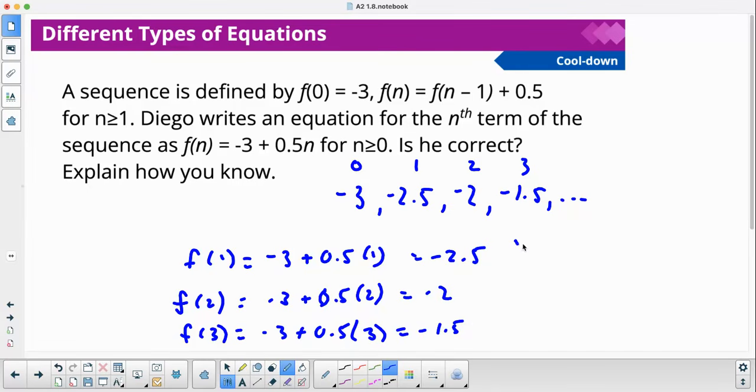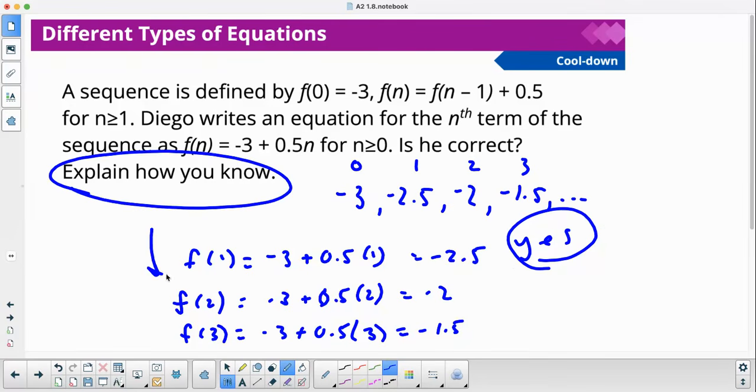So I think he's right. And I would explain how I know with my work right here. I tested the first 3 terms. Or I guess I tested term 1, 2, and 3.